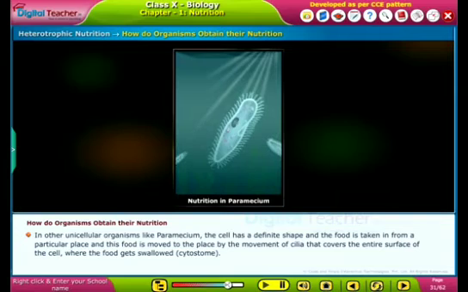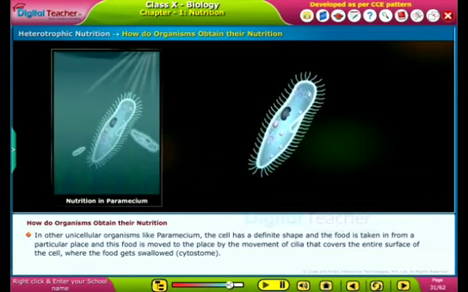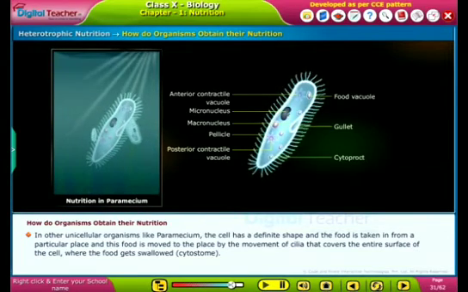In other unicellular organisms like paramecium, the cell has a definite shape and the food is taken in from a particular place. This food is moved to that place by the movement of cilia that cover the entire surface of the cell, where the food gets swallowed.